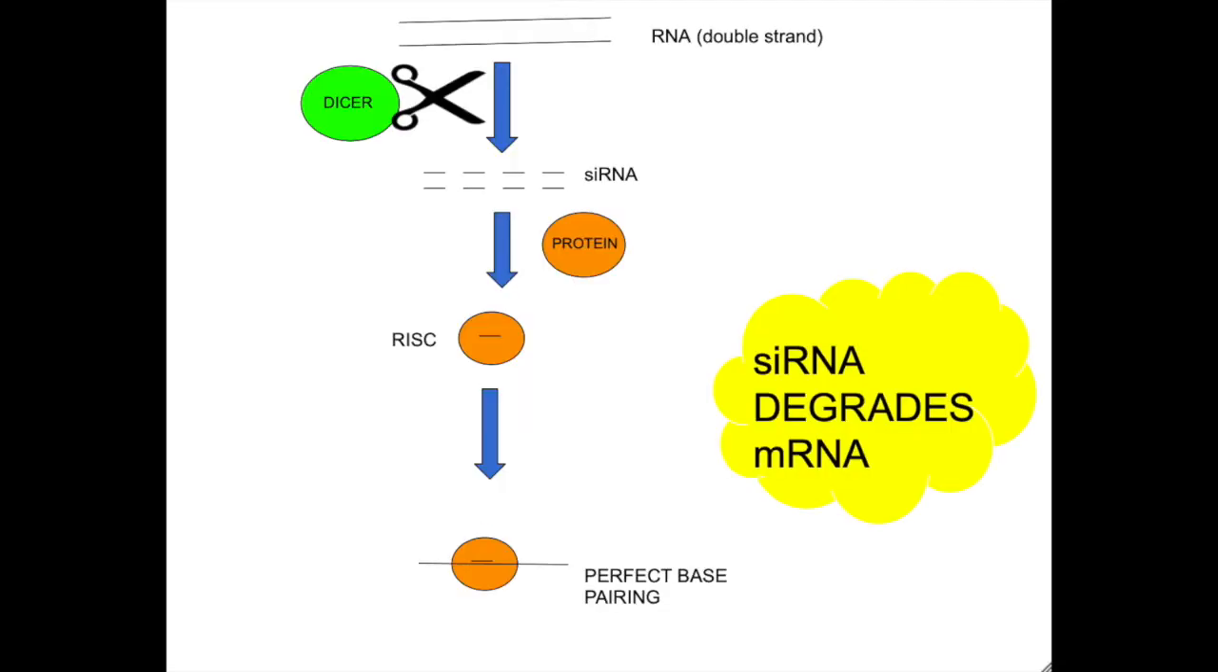The small interfering RNA process starts off with a double-stranded RNA from an RNA virus or a long hairpin. Dicer acts as scissors, cutting the double-stranded RNA into little pieces, producing small interfering RNAs. The small interfering RNAs combine with a protein, forming an RNA-induced silencing complex. This complex pairs with mRNA, forming a perfect base pairing, leading to mRNA degradation.